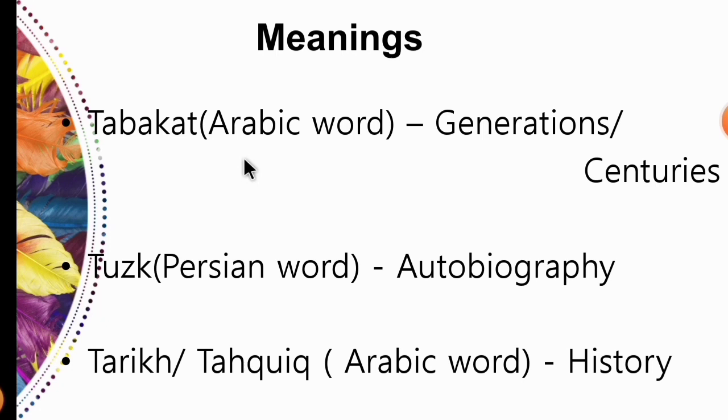Now let's see the meanings. So first one is Tabaqat. Tabaqat is an Arabic word which means generations or centuries. Tuzuk is a Persian word which means autobiography. Tarikh or Tarikh is an Arabic word which means history. So children, this may be asked in one word. So make a note of it.